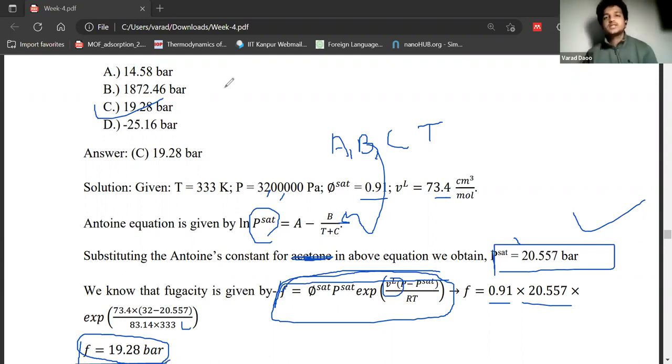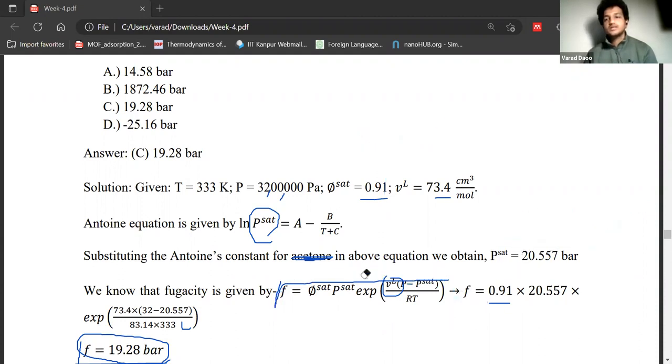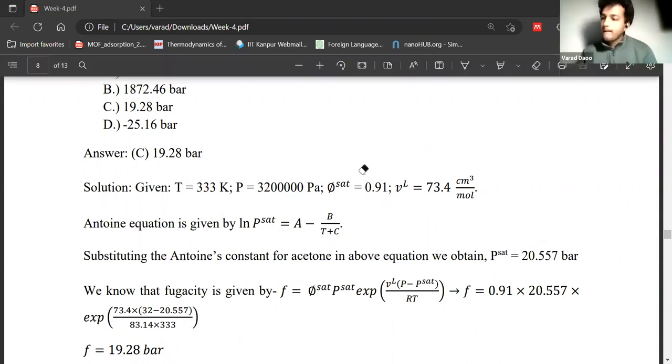Okay. Anybody has any question? If anybody has any question, they can ask, or they can write in the chat box as well. And for those who would like to write this down, I'll give you a couple of minutes.